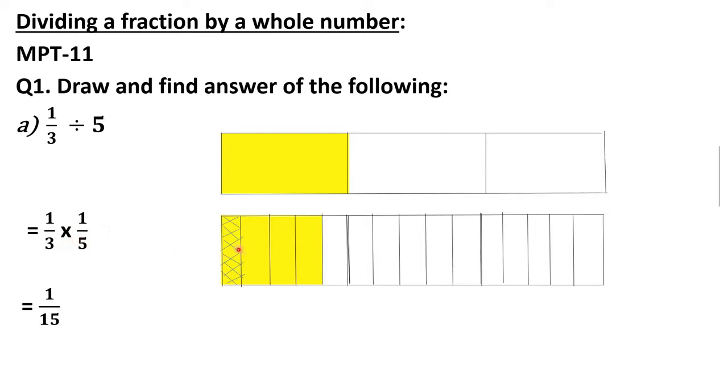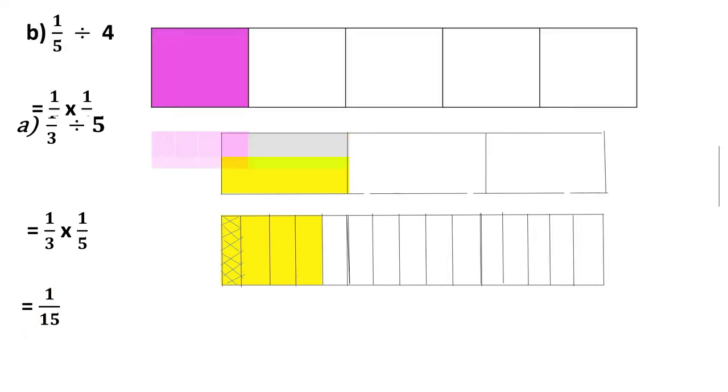So what diagram are we getting? We are getting it like this. So 1 by 15. This one part is common in both of these. So that is why the numerator is 1 and the total number of parts is 15. That is why we have written here 1 by 15.